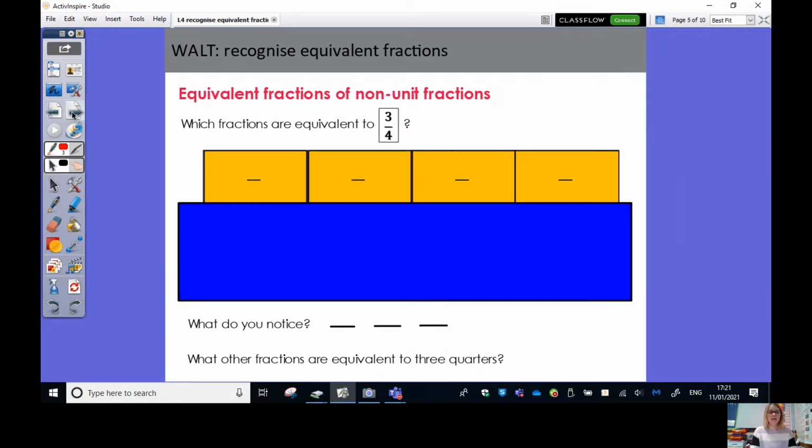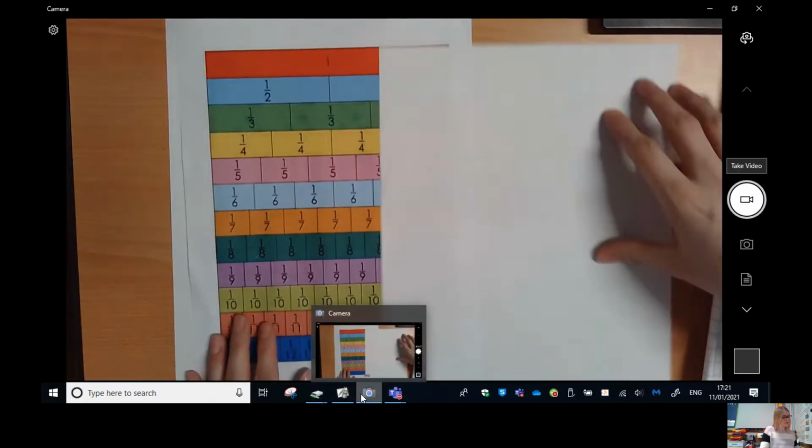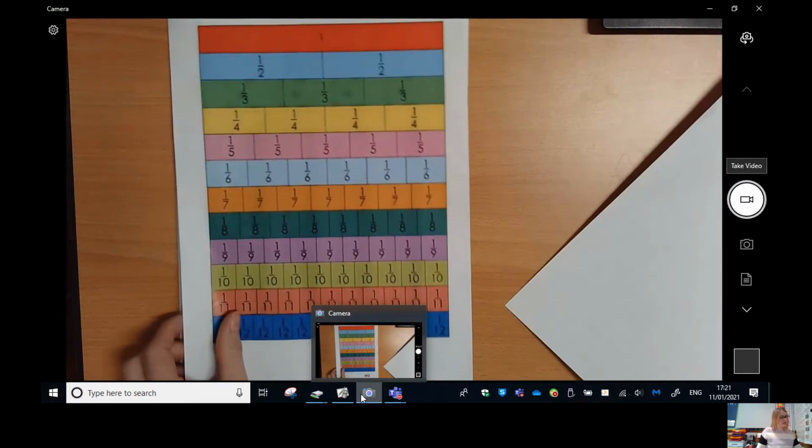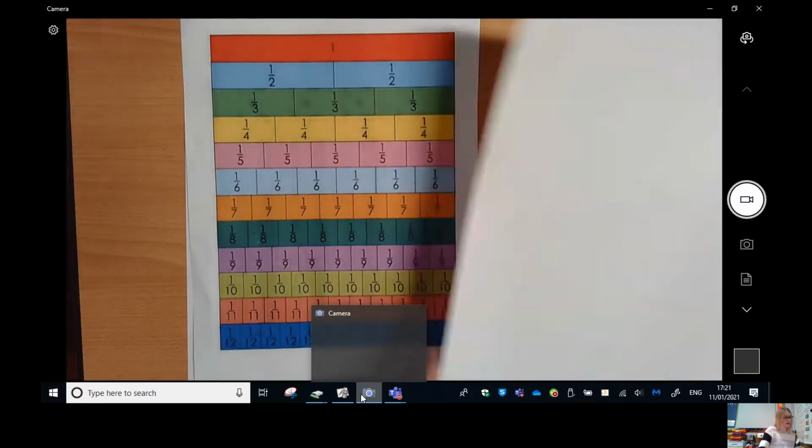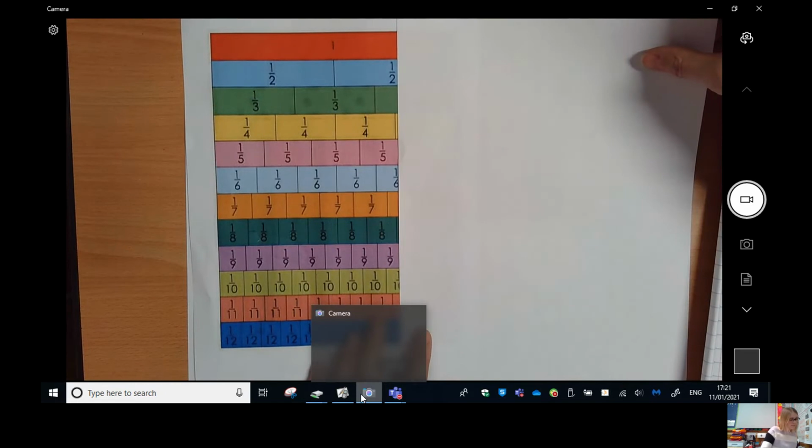So let's look at an example on our own here. 3/4 is our next one. So I want you to think which fractions are equivalent to 3/4. So we're going to do this one together. So on your fraction wall again, I would like you to get that in front of you. We're looking for 3/4 this time. So I'm looking at my quarters. I need to count 1, 2, 3. I'm going to line something up to see that nice and clearly.